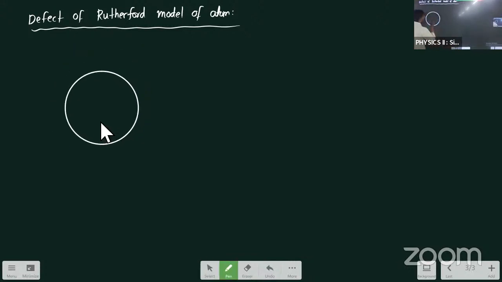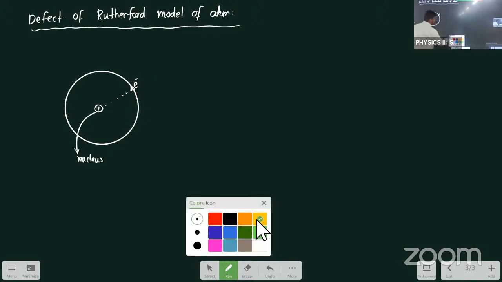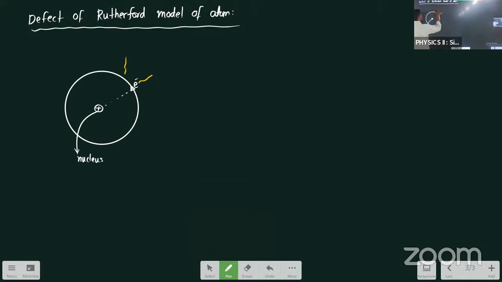What Rutherford said was that the entire positive charge is located at the center, and he called this the nucleus. Further, he said that the electron is accelerating around the nucleus. Now, the scientists raised this question: as the electron is revolving around the nucleus, it should emit radiation.